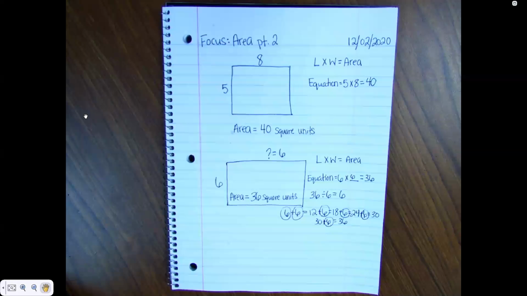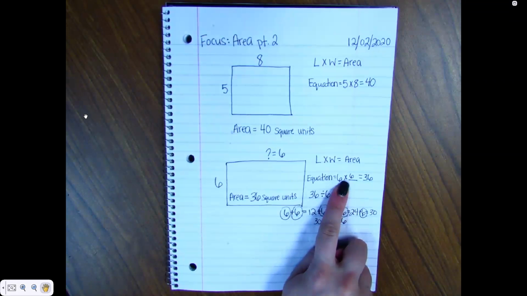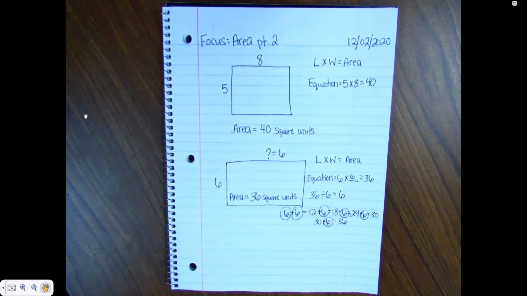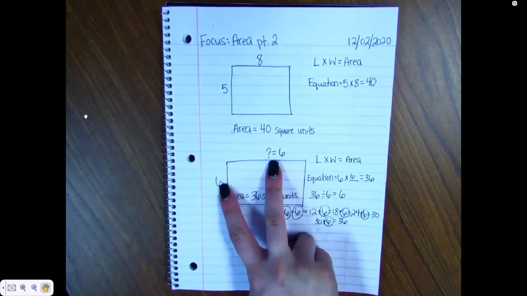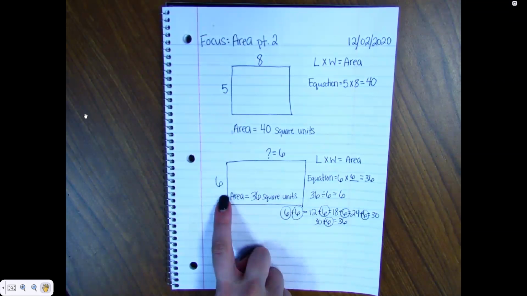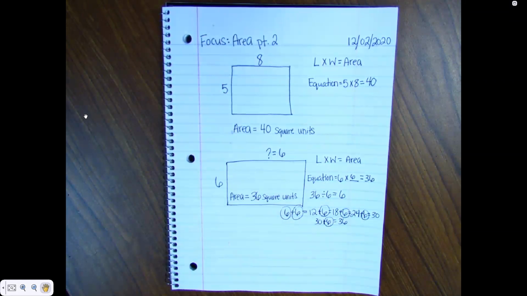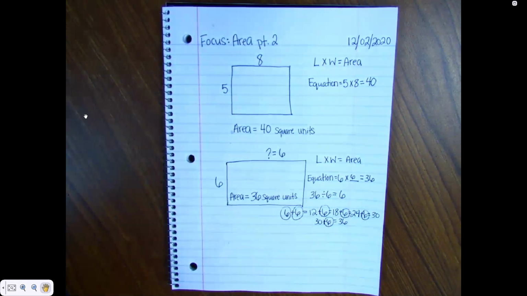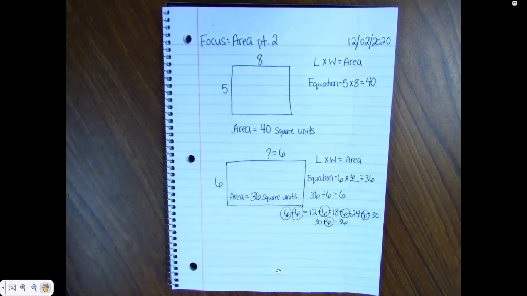So you can use our multiplication strategies to help you figure out what the area is because you are multiplying. You're just multiplying these two sides together, or you're dividing the area by one of the sides. Okay, so now I'm going to show you your independent practice.